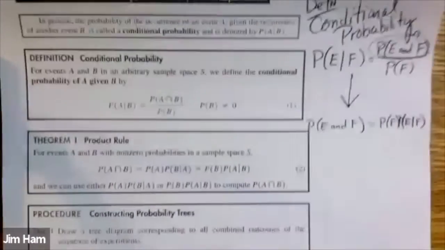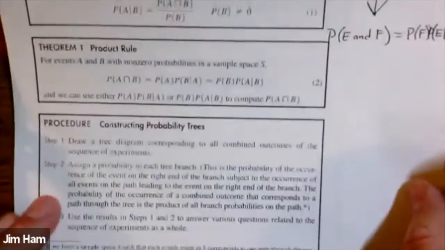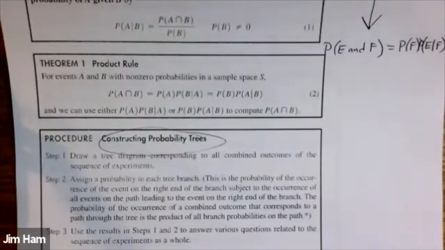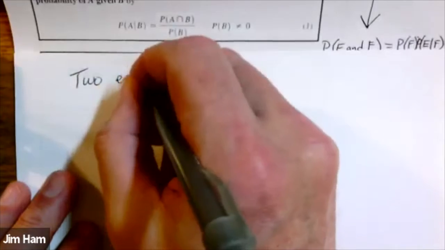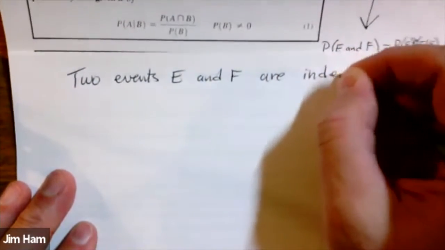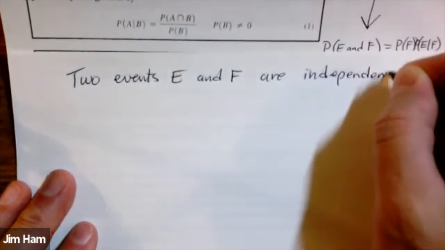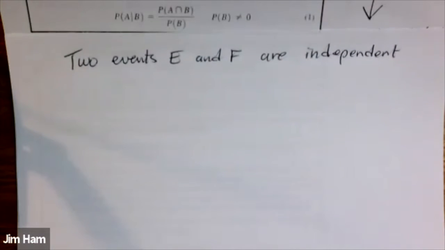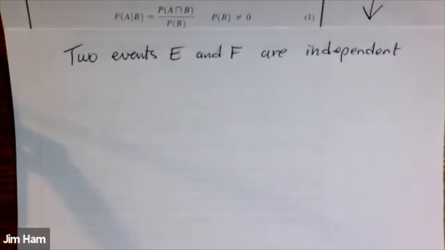And I will show you how they work by looking at probability trees. So let me show you how this works. First of all, we have two events, E and F, that are independent. And independent means that knowledge of the outcome of the first event or the first trial gives you no information or doesn't change the probability of an event on the second operation that you do.